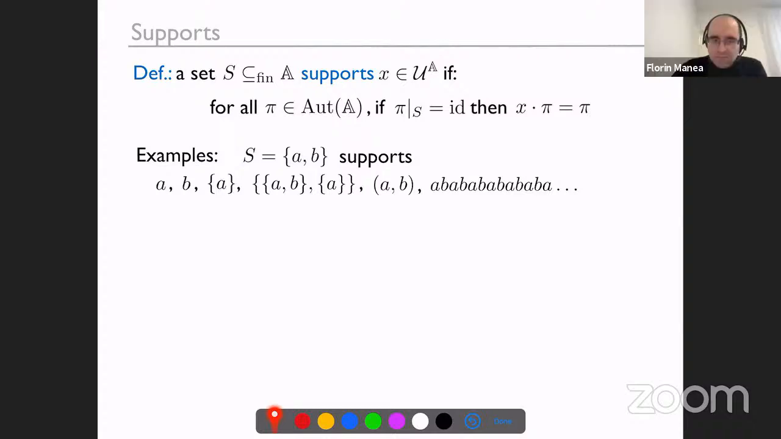Bartek, there's a question in the chat, please. Should it be pi equals x instead? Oh yeah, I'm sorry. Ah, wow. Sorry about this. It should absolutely be x pi equals x. Thank you for this. It's a typo. Thanks, Antoine.